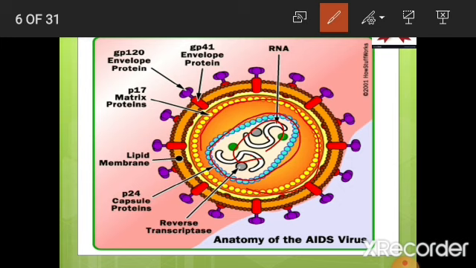Then the surface antigen GP120. Then there are transmembrane proteins GP41. So this is the surface antigen and this is the transmembrane protein GP41. This is the structure of HIV.